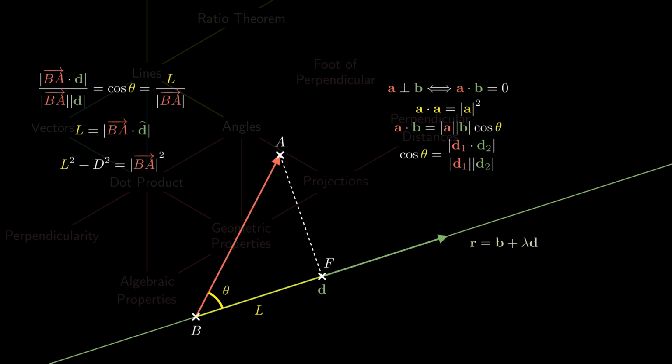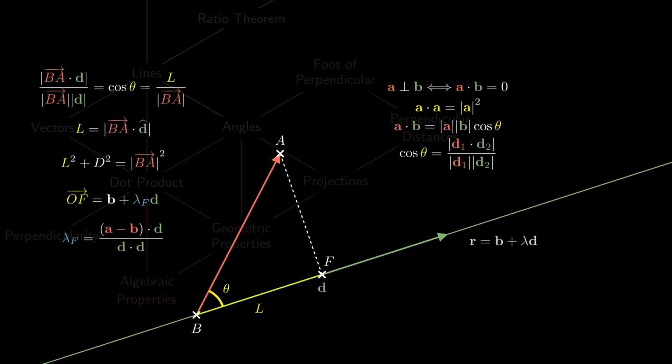Since the foot of perpendicular lies on the line, it will have the form B plus lambda D. But since F is the foot of perpendicular, the vector AF must be perpendicular to D. But if two vectors are perpendicular, their dot products must be 0. We can write AF in terms of the position vectors and substitute the expression for OF. Do a little bit more algebra to obtain lambda. We can back substitute to obtain OF.